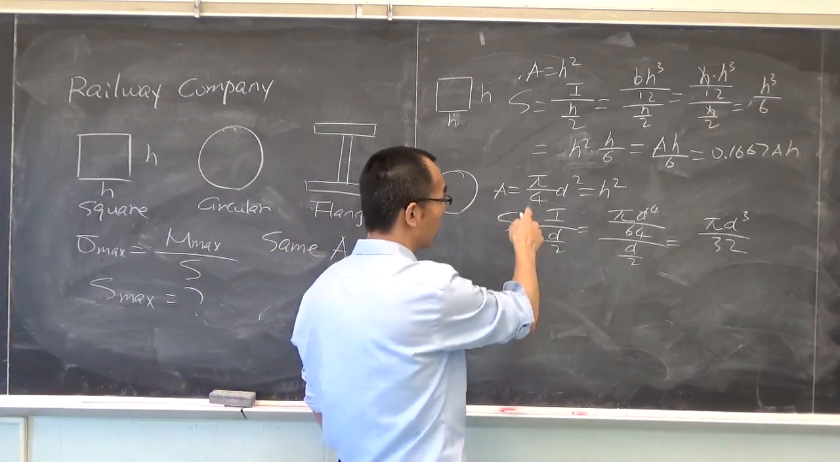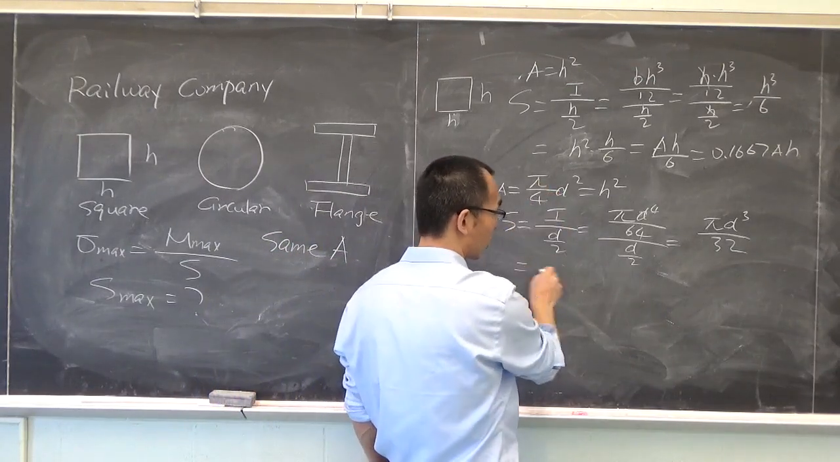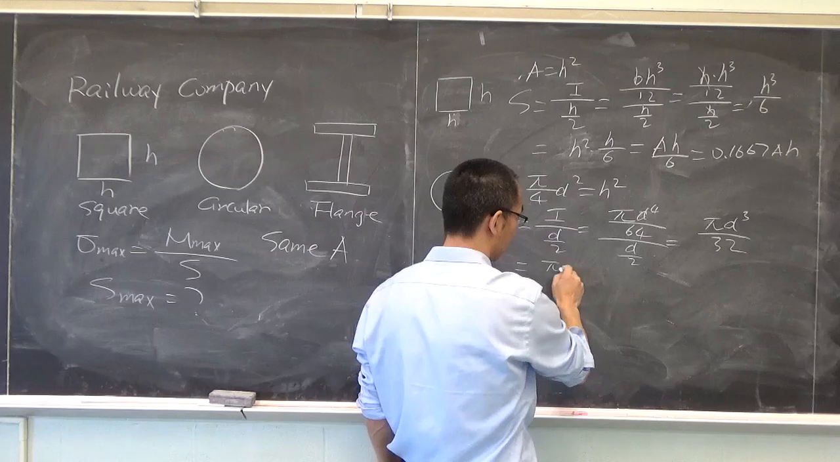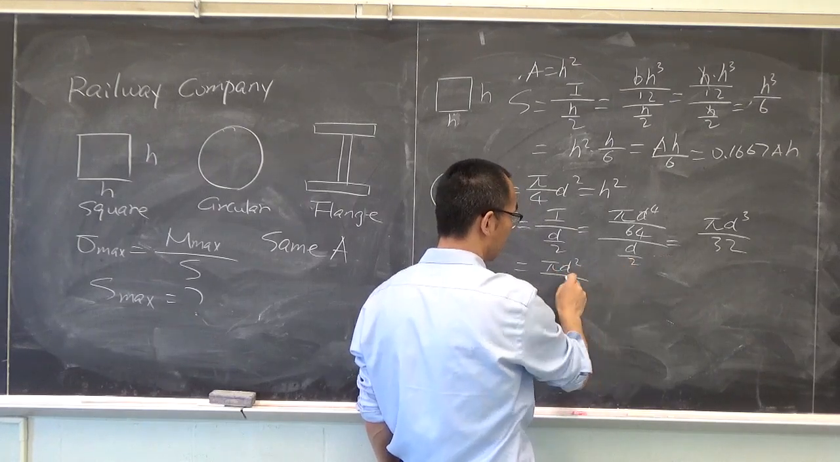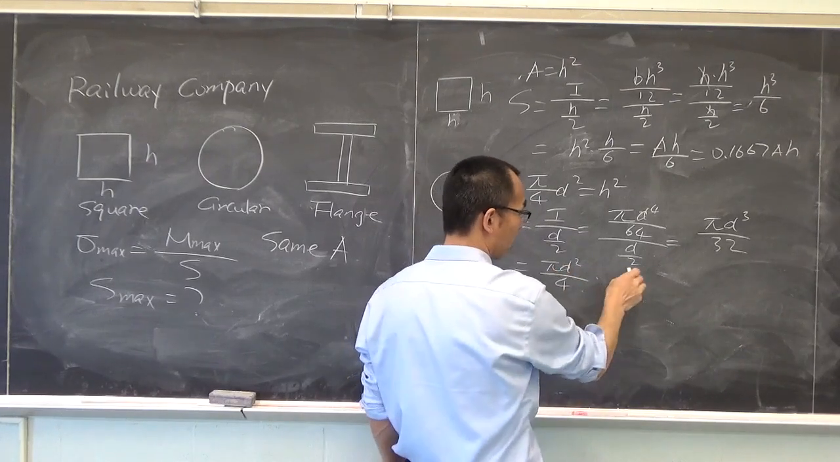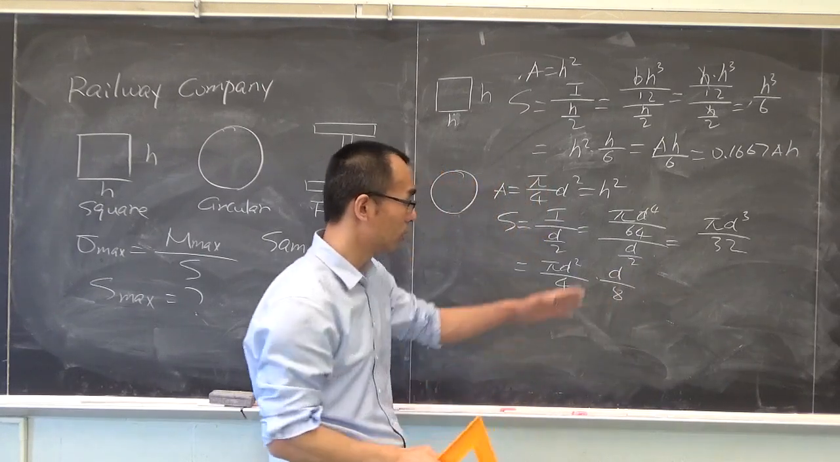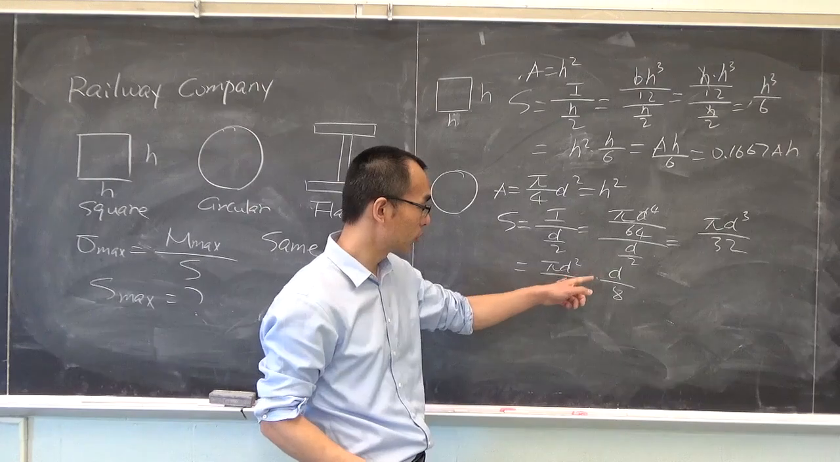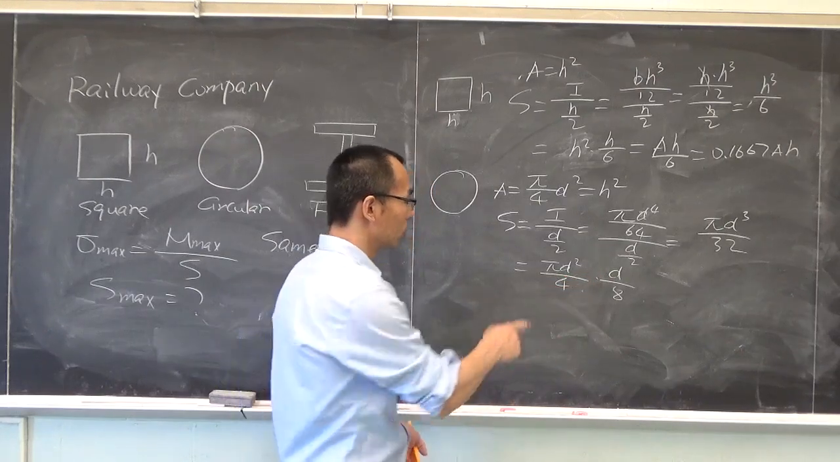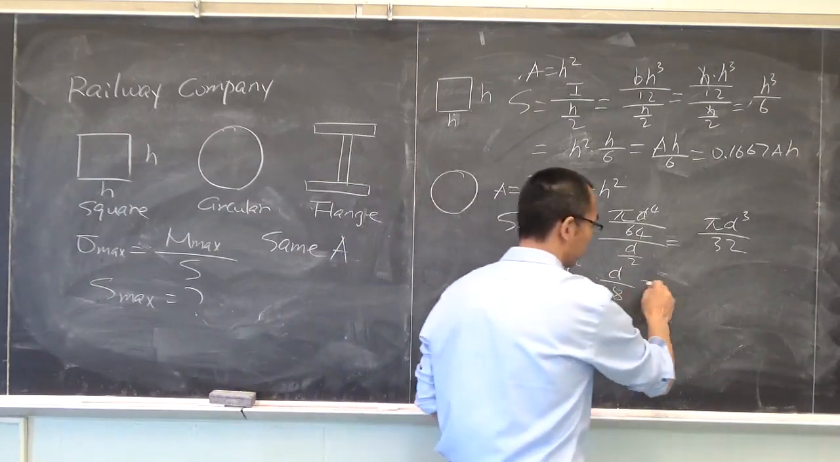Okay, so I still use this form to express the section modulus for the circular cross section. So then, I have this one, pi d divided by 4. So then we have one d left divided by 8. So right, they are the same, right? Pi d power of 3 divided by 32. So this one will be A, right?